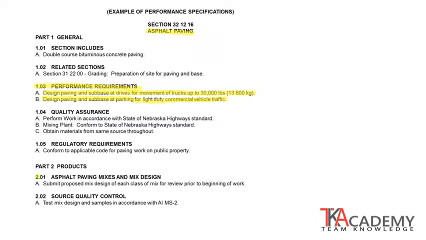Then down in part 2, we have a section here, asphalt paving mixes and mix designs. And we're telling the contractor to submit proposed mix design for each class of mix for review prior to the beginning of work. So we told them up here in part 1 that they need to design the system for this type of performance, and now we want them to submit this proposed mix design for the designer for review before they begin work. Next paragraph, source quality control, says test mix designs and samples in accordance with AIMS2. So we gave them the criteria, now we're going to tell them the means by which that performance is going to be tested and evaluated.